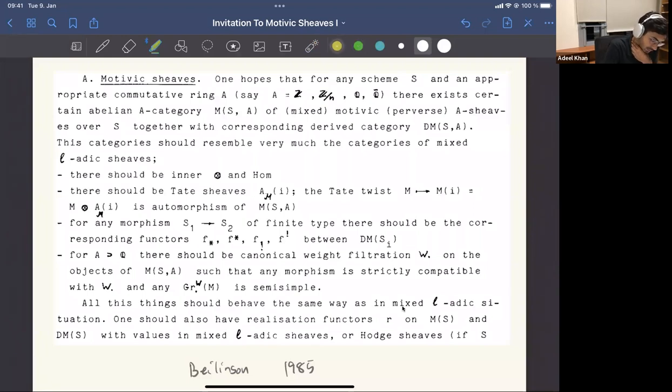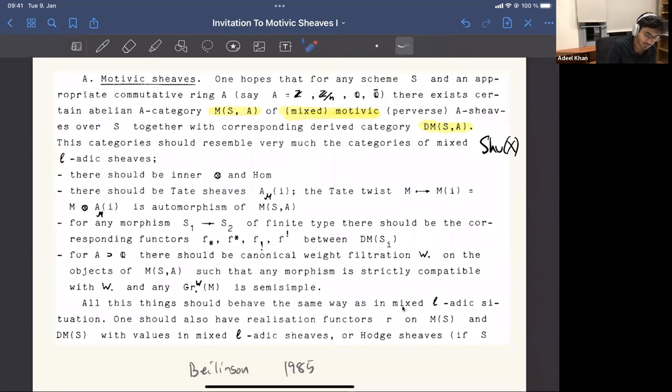So what he's saying is that for any scheme S, let's ignore this coefficient ring. Let's say we're always working with rational coefficients. There should be this abelian category of mixed motivic sheaves, and this should be the corresponding derived category. So this is the motivic analog of this thing, which I had just written as sheaf of X before.